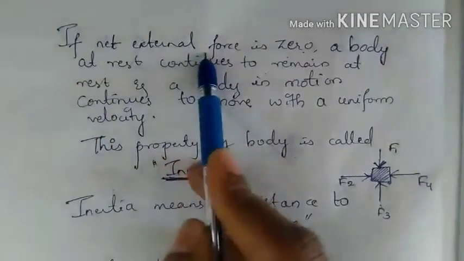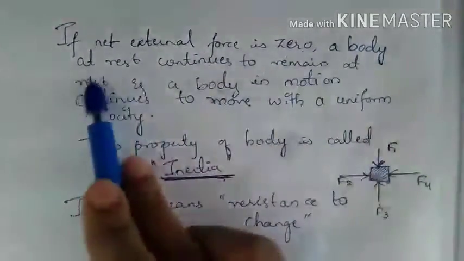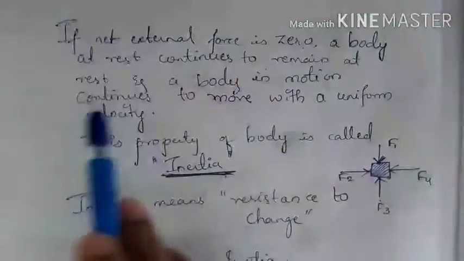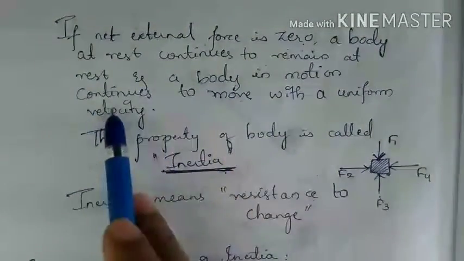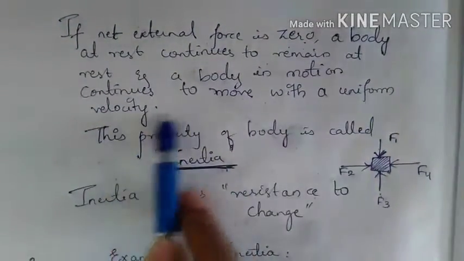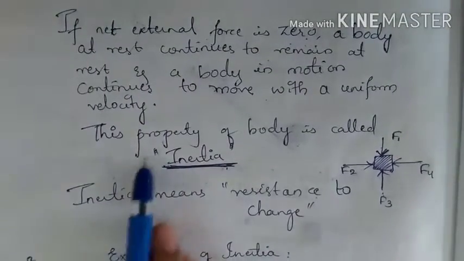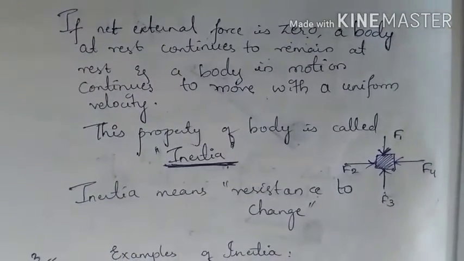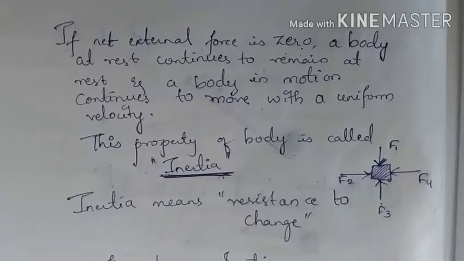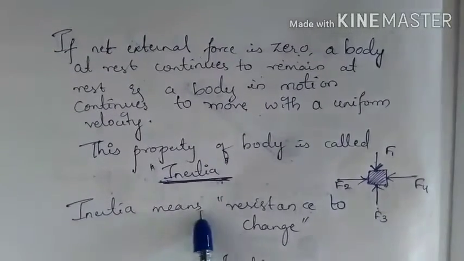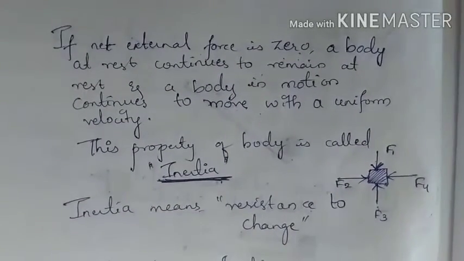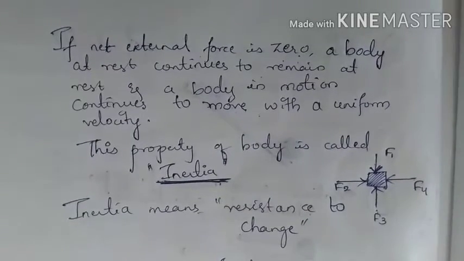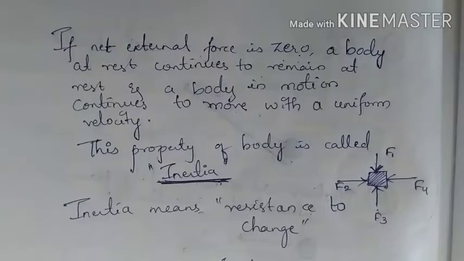So if net external force is zero, a body at rest continues to remain at rest and a body in motion continues to move with a uniform velocity. This property of a body is known as inertia. So what is inertia? Inertia means resistance to change. This concept of inertia we understood in our previous lecture.